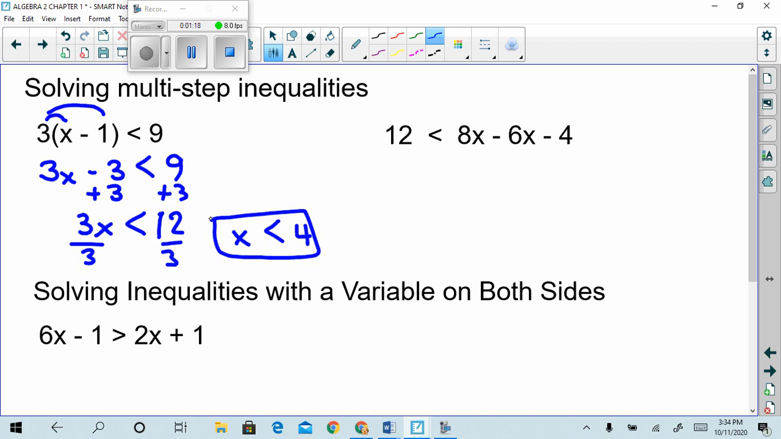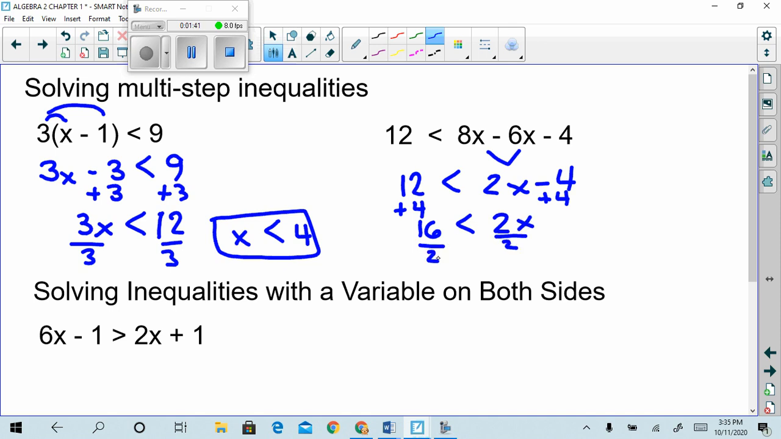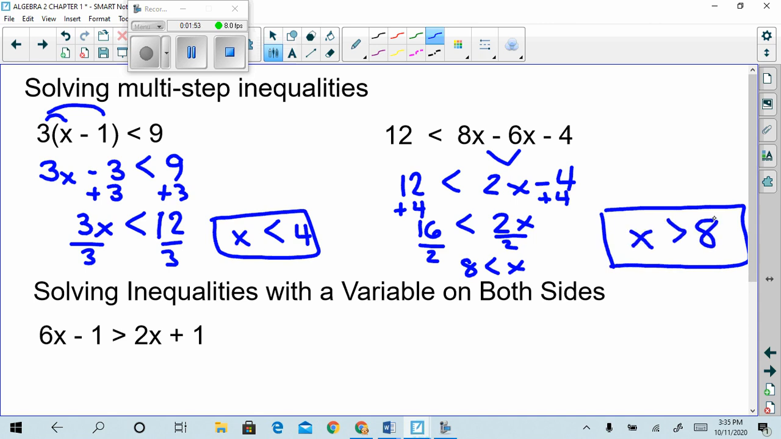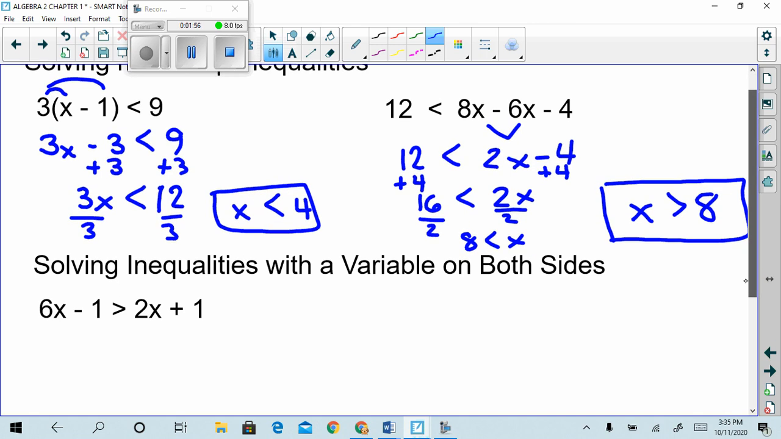Our second problem has our variable on the right, and there are some like terms. We'll start by combining the like terms. We'll now use inverse operations. We'll add 4 to both sides. 16 is less than 2x. We'll divide both sides by 2. And we get 8 is less than x, which means we're going to rewrite that with the variable first. So x is greater than 8. Always writing your variable first. And those first two, again, open circle and shading.